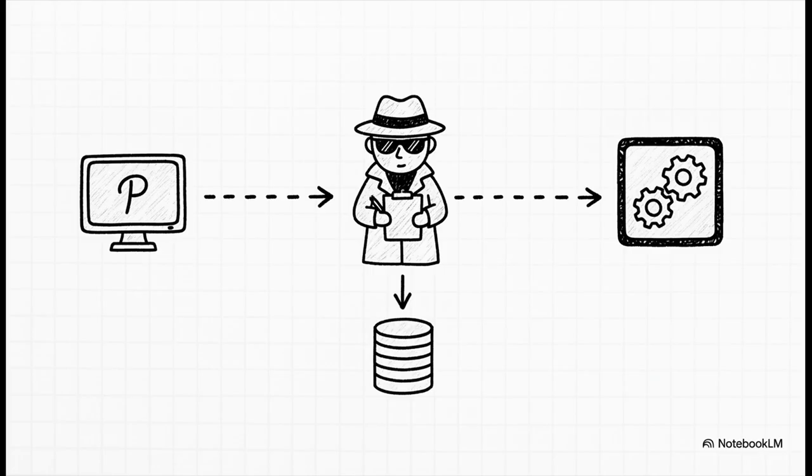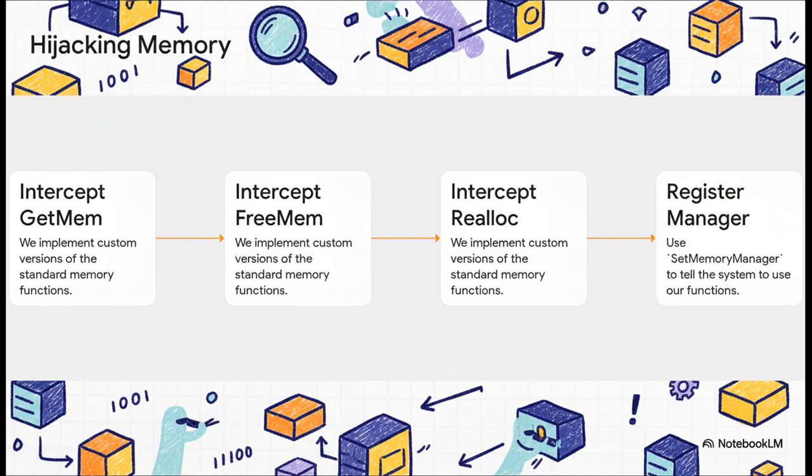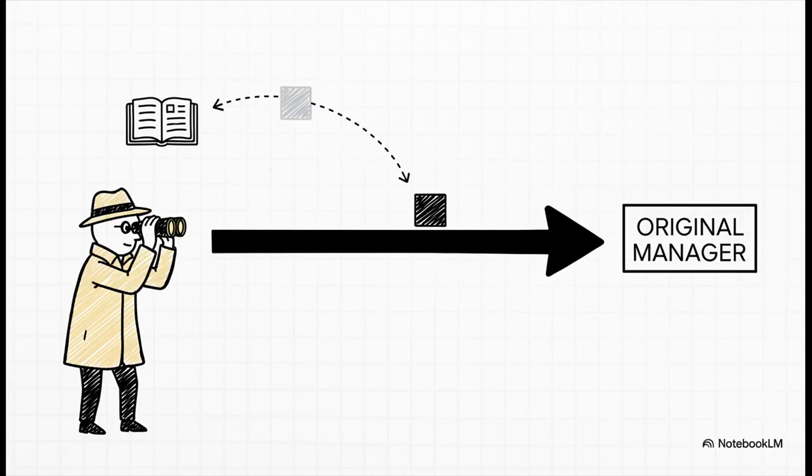and then pass the request along to be handled like normal. So if you want to get into the nitty-gritty, what we're really doing is hijacking the standard memory functions. We write our own versions of GetMem, FreeMem, and ReAllocMem. Then we just tell the system, hey, from now on, whenever anyone talks about memory, send them to my guys first.